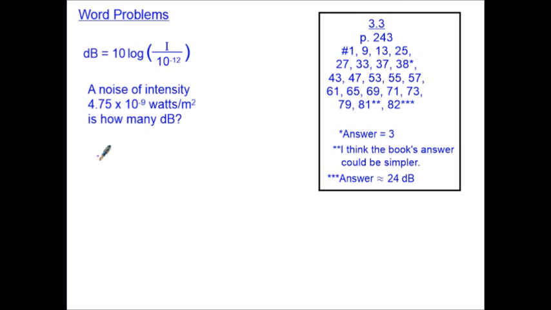Of course, this one's pretty cut and dry, so I probably don't even need to bother doing this with you guys. But anyway, decibels is 10 times the log. Intensity is what goes inside the log in the numerator. So 4.75 times 10 to the negative 9th, and that's all over 10 to the negative 12th. Throw that whole thing in parentheses.